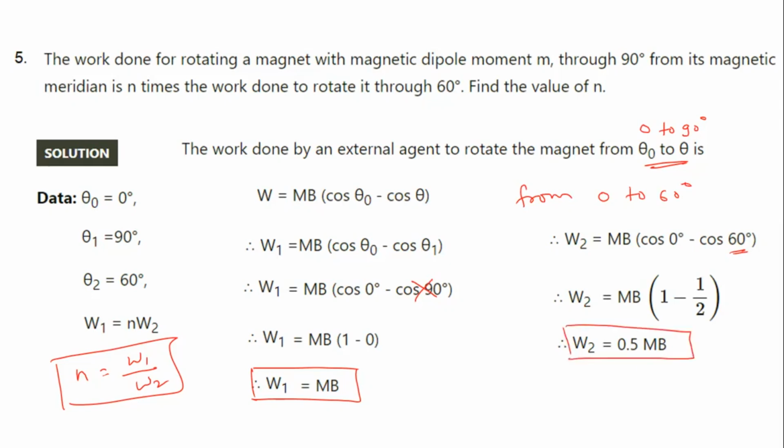Now we can find n is equal to W1 by W2. So W1 is MB and W2 is 0.5 MB. So MB gets cancelled, and 1 upon 0.5 is 2. So n is equal to 2. This is the final answer.